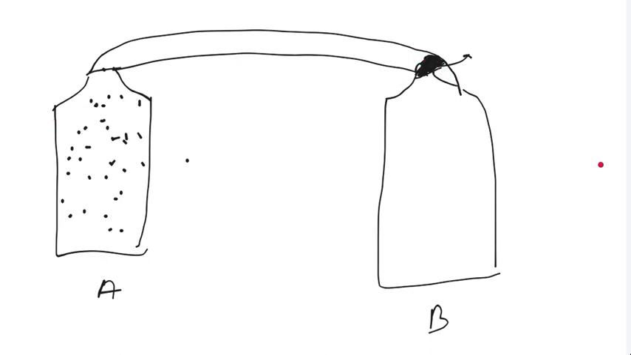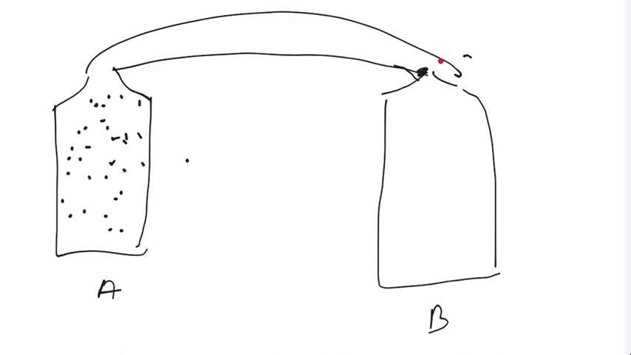So if you remove this stop cork, then what will happen? Gas will flow like this and fill the second cylinder. So the gas from cylinder A will expand into cylinder B, and it will flow until they achieve equilibrium.